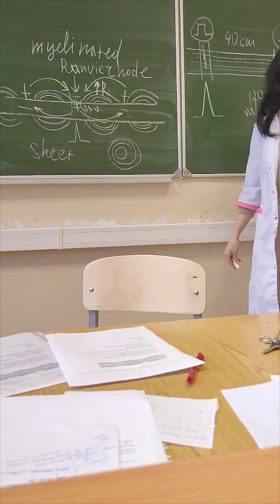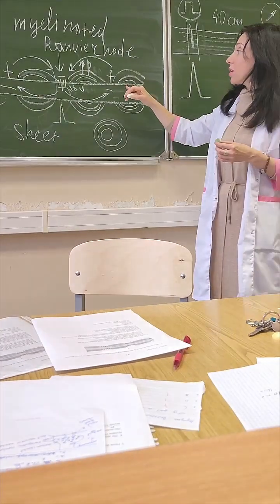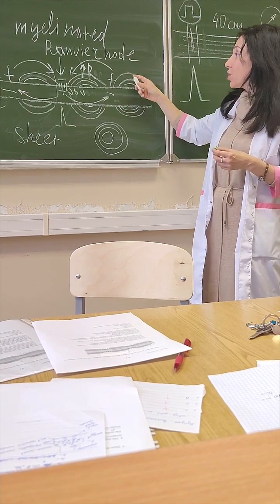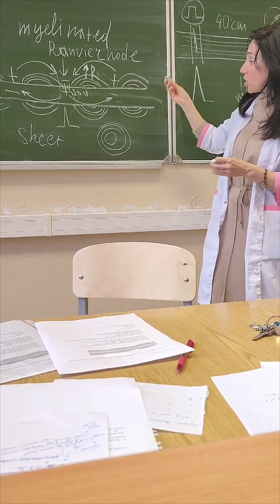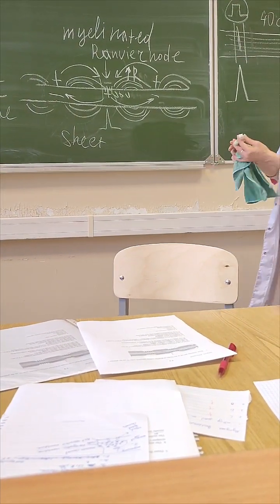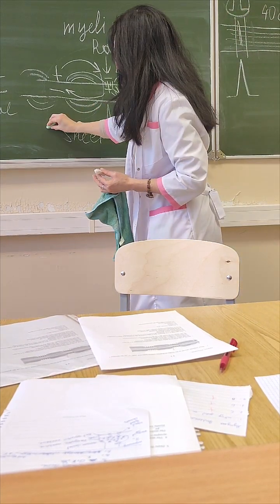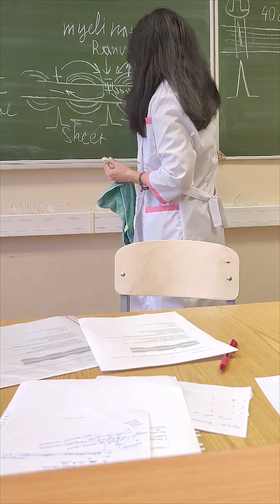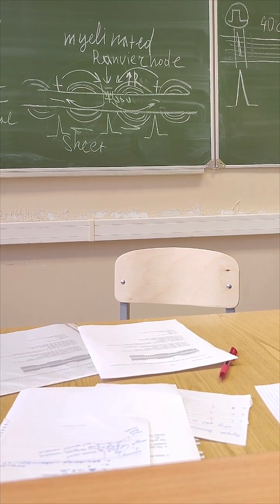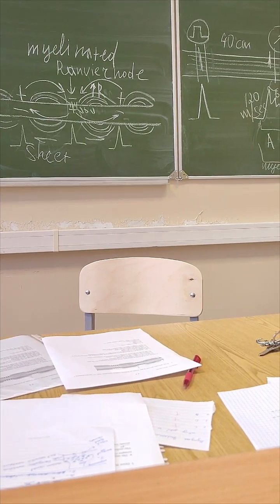It is impossible to excite the nerve fiber inside, under the myelin sheath. So it is necessary to excite the adjacent node of Ranvier, the next node of Ranvier, and the next action potential will be evoked only at the node of Ranvier, with the same amplitude. So the action potential is propagated in myelinated fibers from one node of Ranvier to the next node of Ranvier.